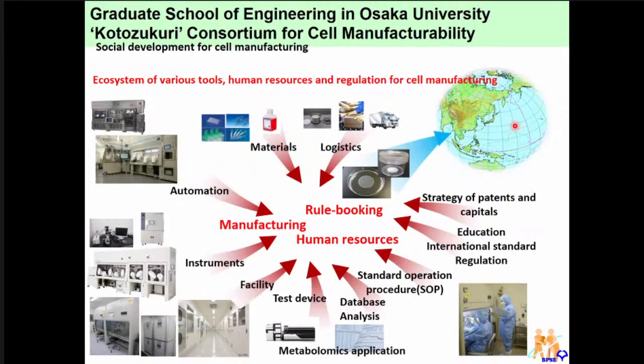So as an engineer, what is the most important part? In our university, in the graduate school of engineering, I established the consortium, the Kotozukuri Consortium. Kotozukuri is Japanese, something like a social development consortium for cell manufacturability. The reason is that we want to establish an ecosystem of various tools, human resources, and regulation to realize cell manufacturing for clinical application.